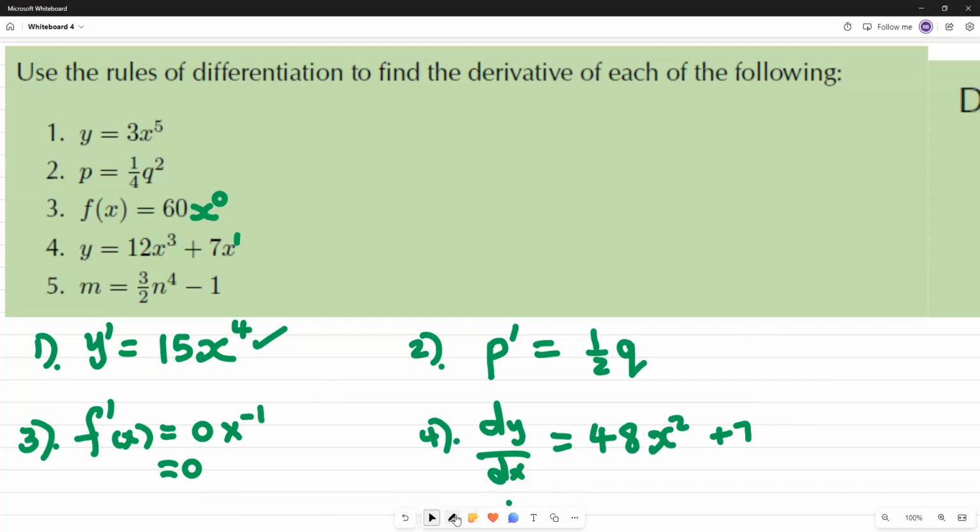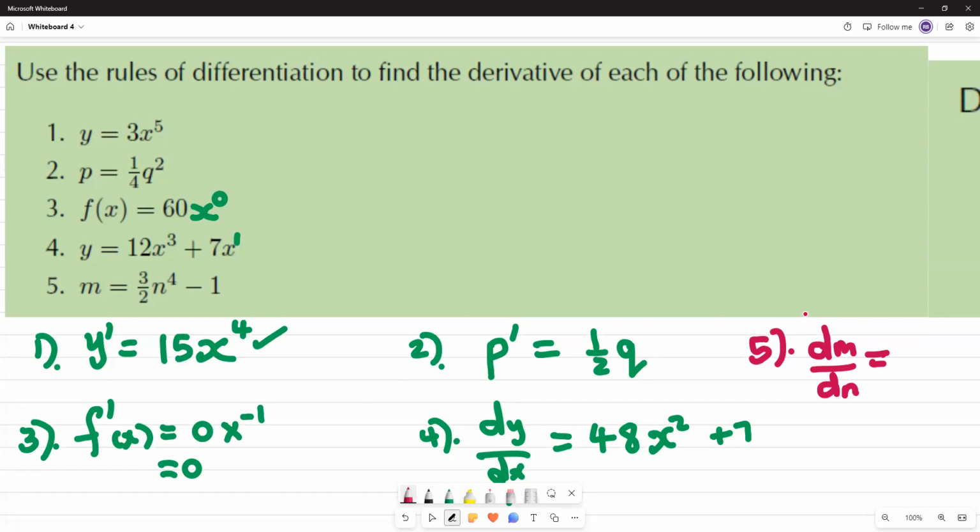Okay, on 5, we're going to have 3 over 2 times 4, right? Times the exponent, which gives us 6. So, but okay, I'm going to write the dm over dn. Do you see it? M is the subject of the formula, n is the variable. Do you get it? So this is the subject, that is the variable. I'm just teaching you different ways, right, of the formats.